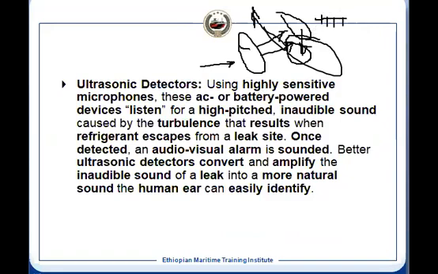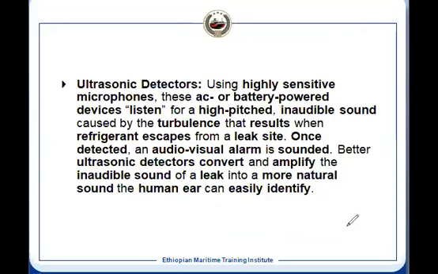Then another is ultrasonic. What is ultrasonic? Ultrasonic is sound. Now this is the pipe. For example, this is the joint, and this joint has a small leakage. What will happen? Why is there a leak? How is the refrigerant coming out? Because this pressure is higher than the atmospheric pressure.